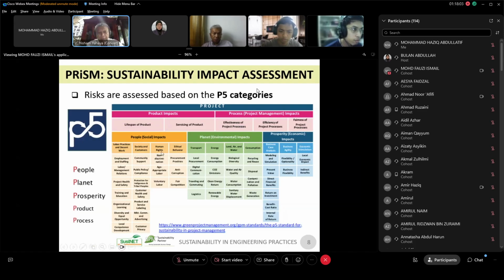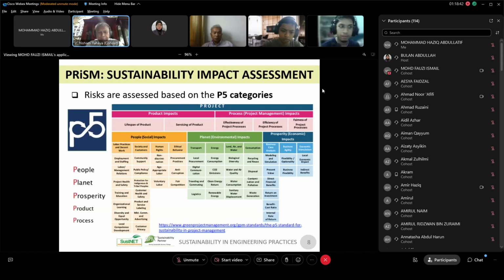So this is basically the framework, focusing on the 5 P's: people, planet, prosperity, product, and process. We have 5 categories, which are product impact, process impact, people impact, planet impact, as well as prosperity impact. So what I will go through in the subsequent slides is to touch on some of the elements under people, planet, and prosperity, to give you some highlights about what we as engineers, or you being a new engineer, can provide in terms of impact in a small way.